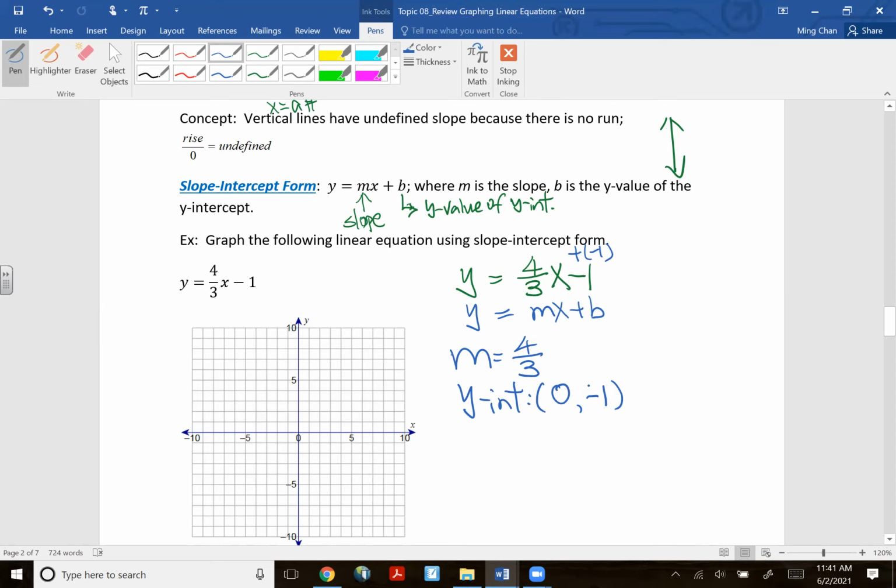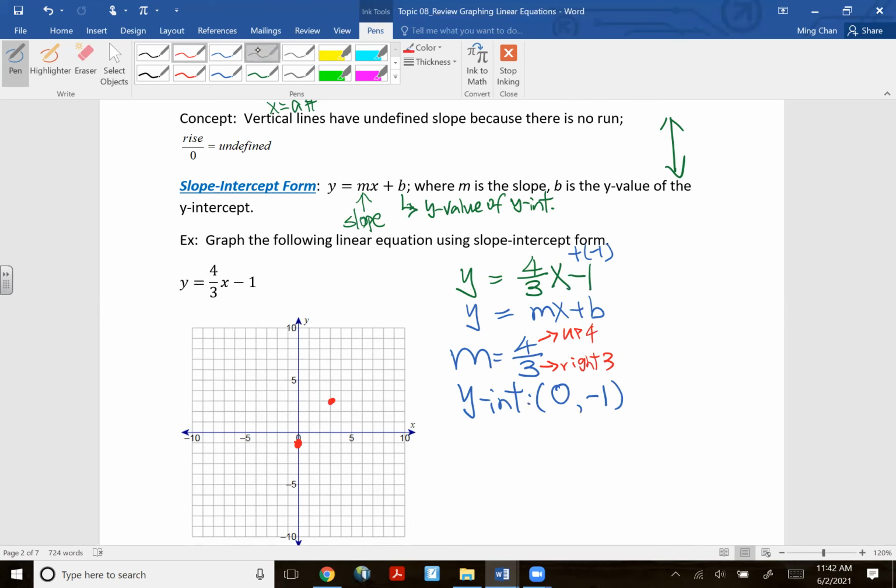So I will plot the y-intercept first, 0, -1. And I will use the slope to go to my next point on the line. The slope is positive, so that means I will go up first, right? The top number is always up or down, depending on positive or negative slope. Positive slope means we'll go up 4, and the bottom number tells me to go to the right 3 from the y-intercept that I just plotted. Up 4, 1, 2, 3, 4, to the right 3, 1, 2, 3. So this must be the next point on the line.